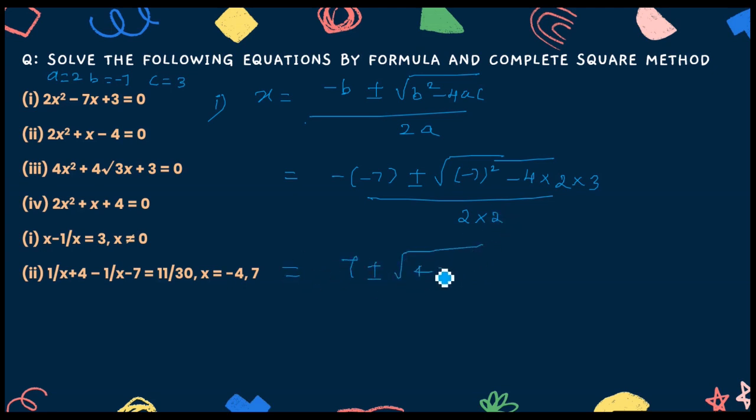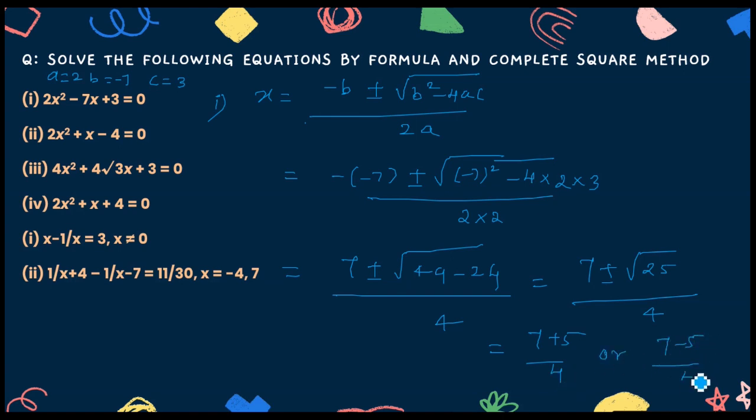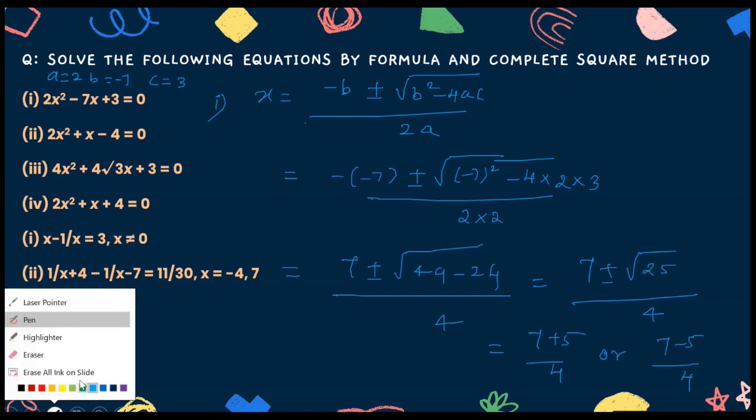So what will I get? Plus 7 plus or minus root of 49 minus 4 into 2 is 8, 24, and here 4. So I will get 7 plus or minus root of 49 minus 24, which is 25, divided by 4. So this will be 7 plus 5 by 4, or this will be 7 minus 5 by 4. That's the answer. Correct?